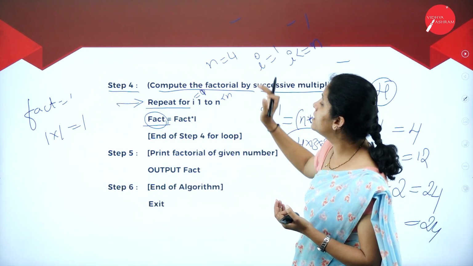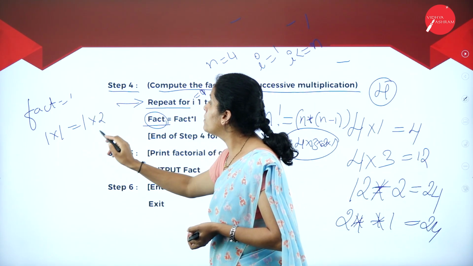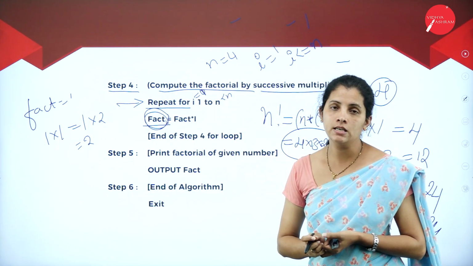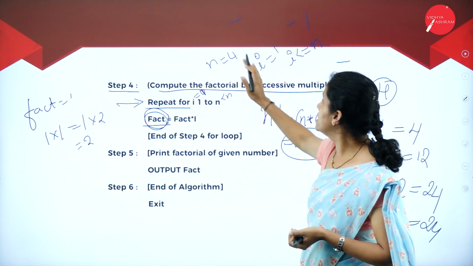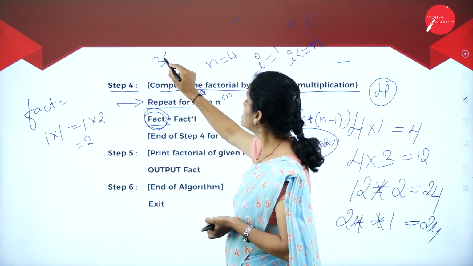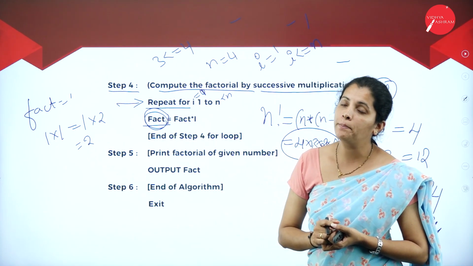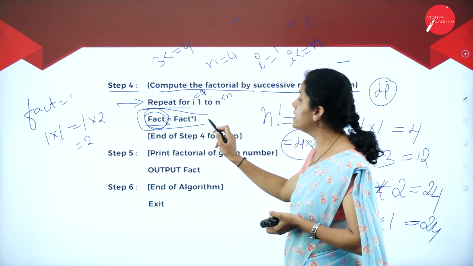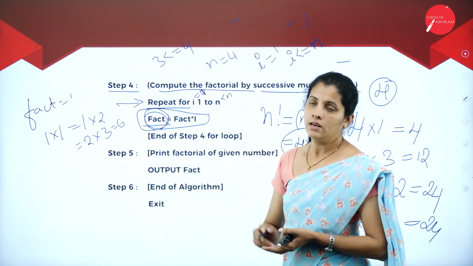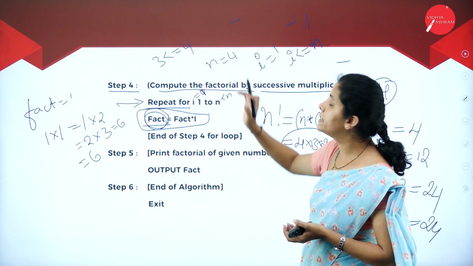Now I is incremented by 1. Now I is 2. That is 1 into 2. I'm going to have 2. Now what is my fact value? That is 2. Now I is incremented by 1. Now I is 3. 3 less than or equal to 4. The condition is true. What is going to happen? I'm going to execute this statement. So it is 2 into 3. That is 6. Now what is my fact value? That is 6.